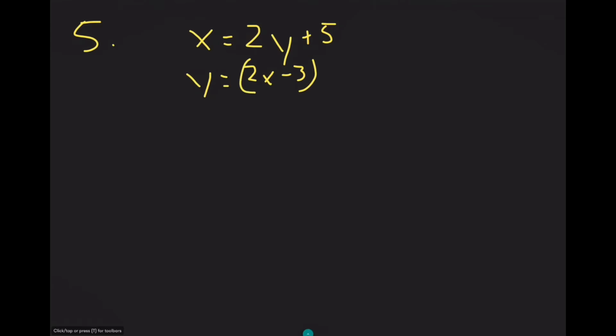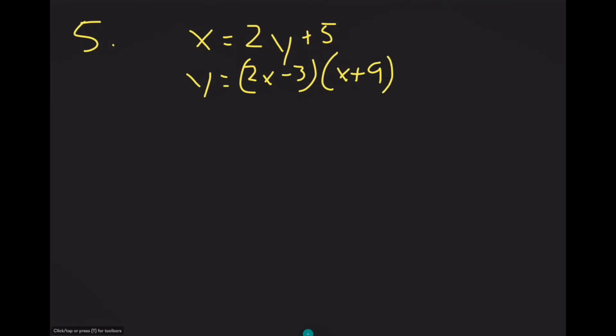In our next problem, it's going to be a little bit tricky, but we'll go through it together. So it's going to be a system of equations. x equals 2y plus 5. And then the second equation is y equals 2x minus 3 times x plus 9. Alright.